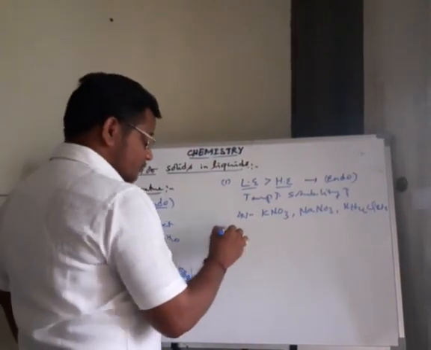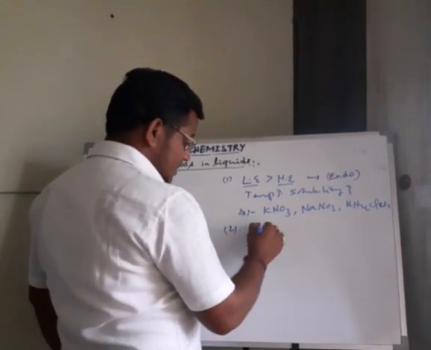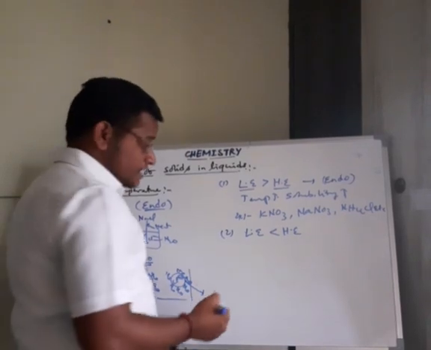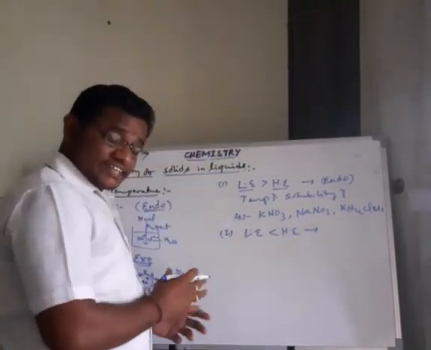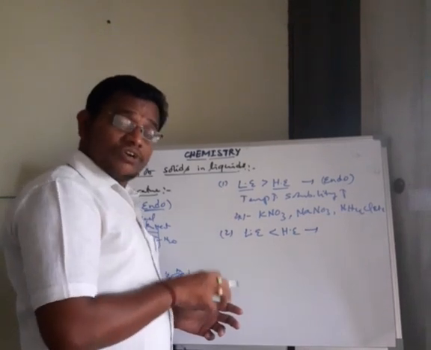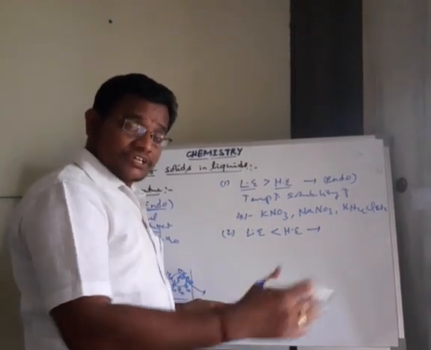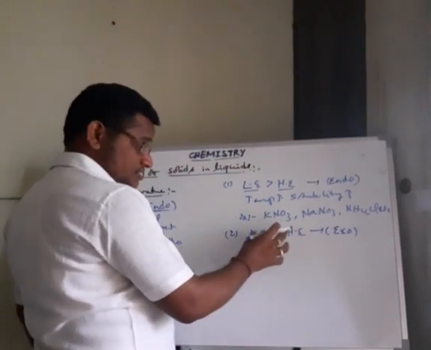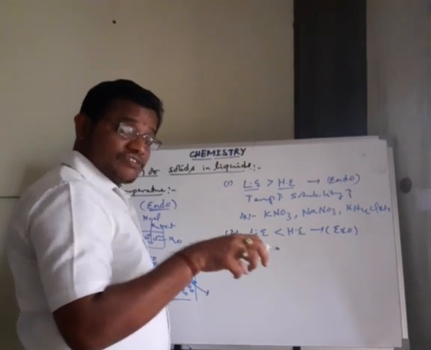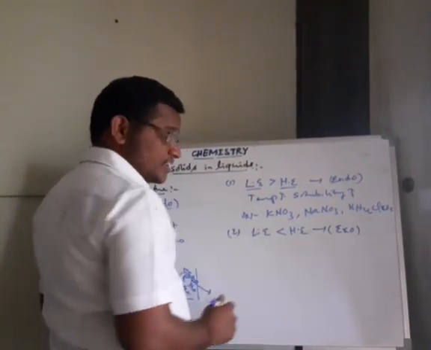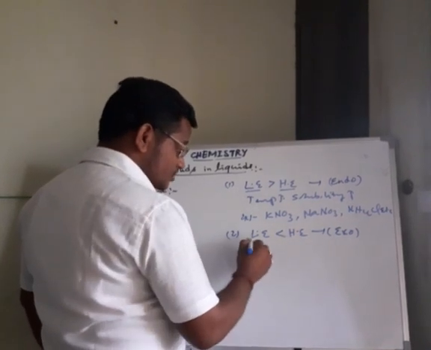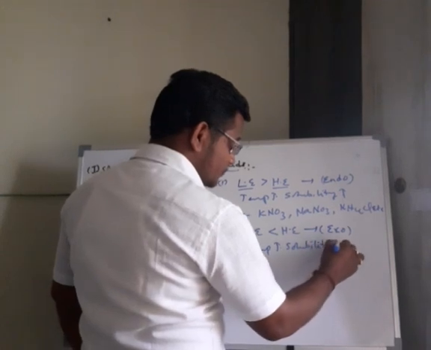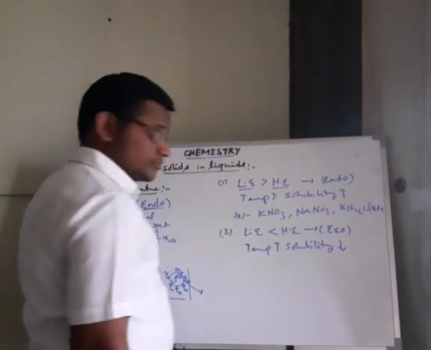Then the second type: solid solutes whose lattice energy is lesser than hydration energy. When this type of solid is added to a liquid, it releases some amount of heat to the surrounding. That's why it is an exothermic process. For an exothermic process, as temperature increases, what happens to solubility? Solubility decreases.